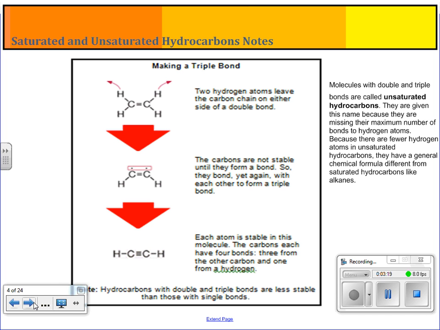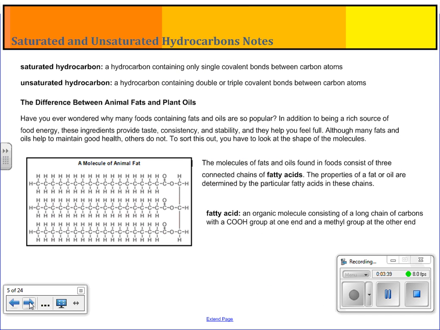Molecules with double and triple bonds are called unsaturated hydrocarbons. They have been given this name because they are missing the maximum number of bonds to hydrogen atoms. Because there are fewer hydrogen atoms in unsaturated hydrocarbons, they have a general chemical formula different from the saturated hydrocarbons like alkanes. So a saturated hydrocarbon is a hydrocarbon containing only single covalent bonds between carbon atoms, and an unsaturated hydrocarbon is a hydrocarbon containing a double or triple covalent bond between carbon atoms.